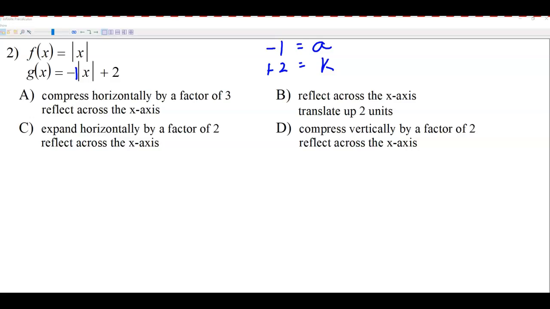Now, here's what I want you to do. I want you to talk to your teams, and tell me, if you have a -1A, what does that tell us about the graph? And if you have a +2K, what does that tell us about the graph? Talk to your team, see if you can figure that out.